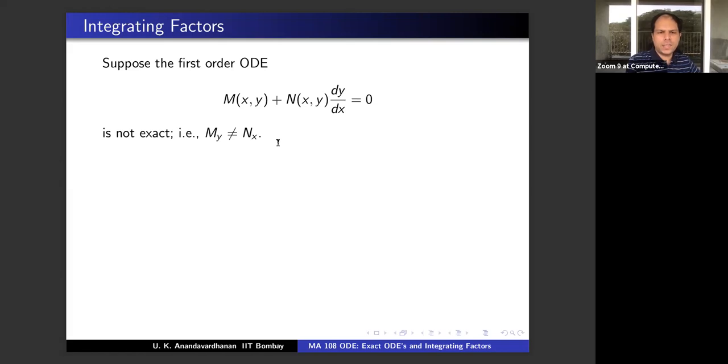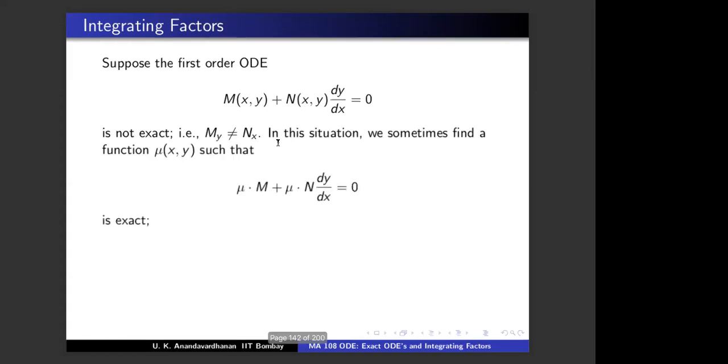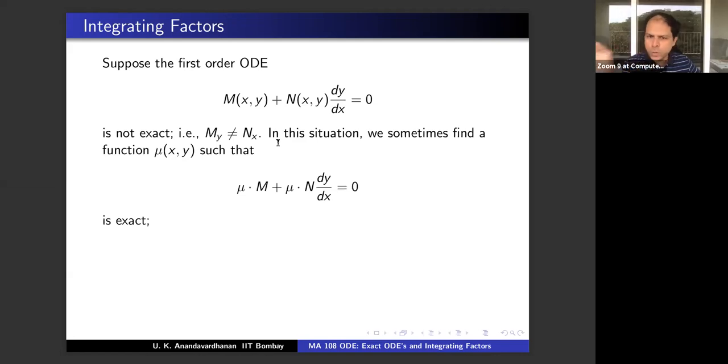Okay. So suppose M_y is not N_x. In this situation, what you can do is you assume that there is a factor mu with which if you multiply, mu times M plus mu times N equal to mu times 0, which is 0. Suppose this becomes exact. And exact, so what were our conditions? Exact is always closed, right? Independent of the domain. Exact is always closed. Closed becomes exact only under some nice shape.